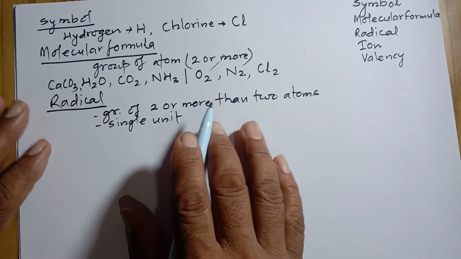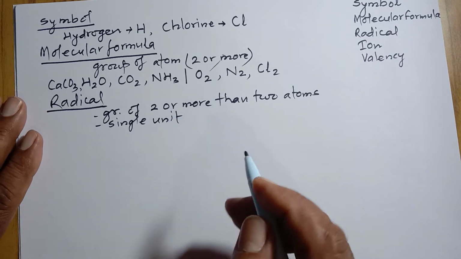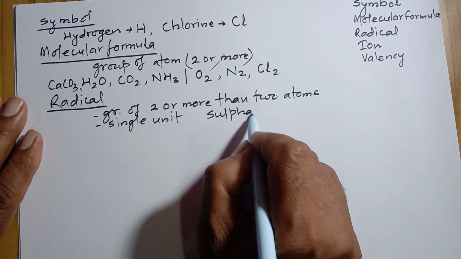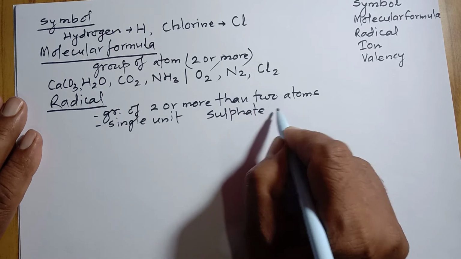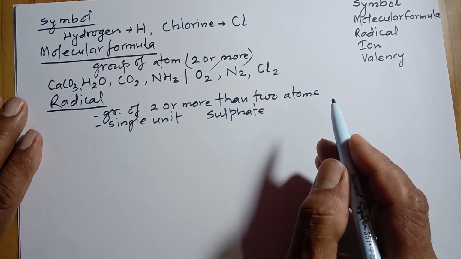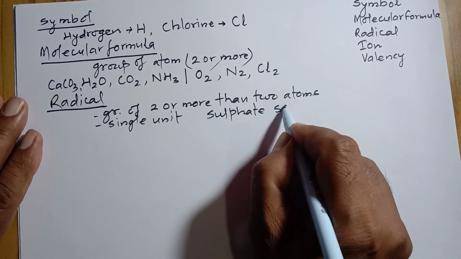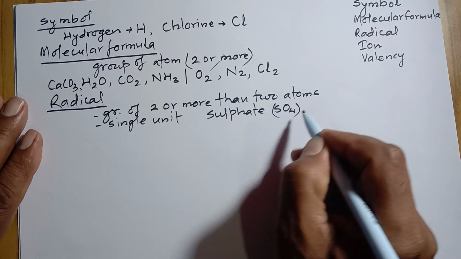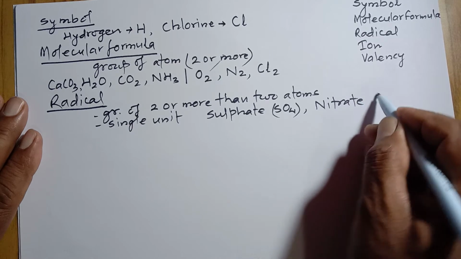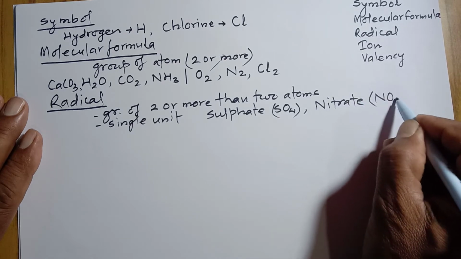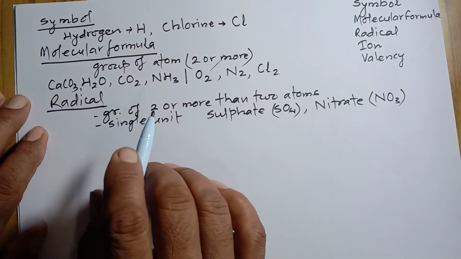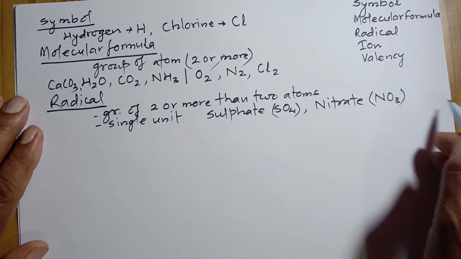Now we are going to take examples. Just for example, sulfate is represented by SO4. Its formula is SO4. In the same way, nitrate, its formula is NO3. In the same way, there are others also. Just for example, hydroxide.